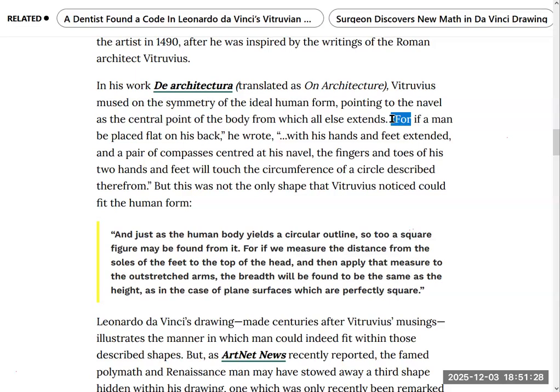So there's a little bit in quotes here, and it says, "For if a man be placed flat on his back, with his hands and feet extended, and a pair of compasses centered at his navel," that navel again. So what does that mean? What's a pair of compasses? You may know.